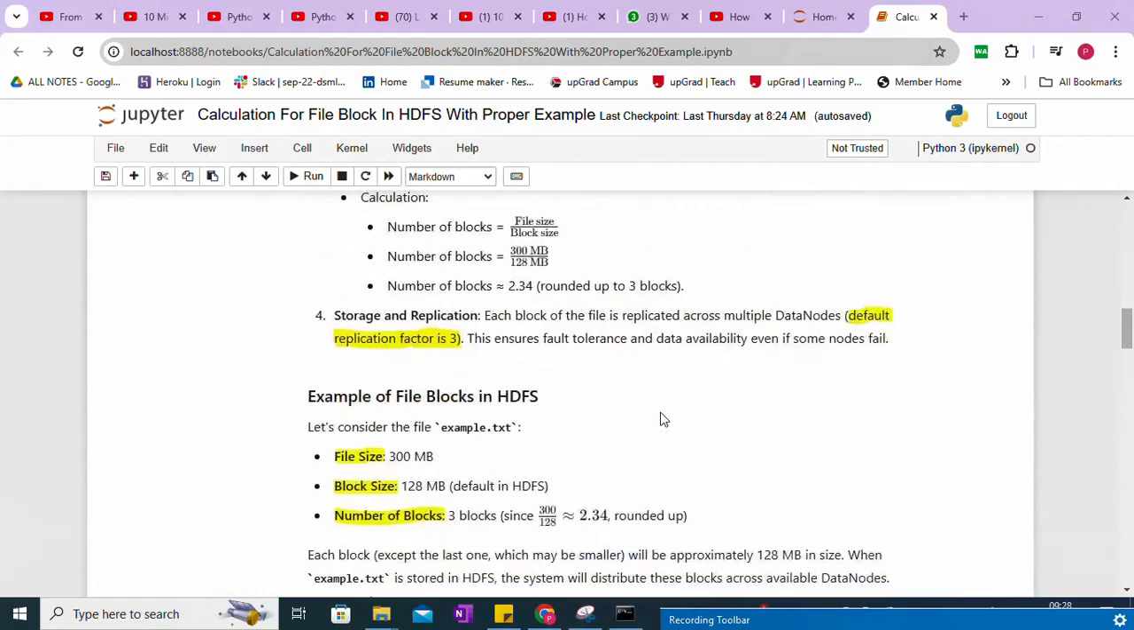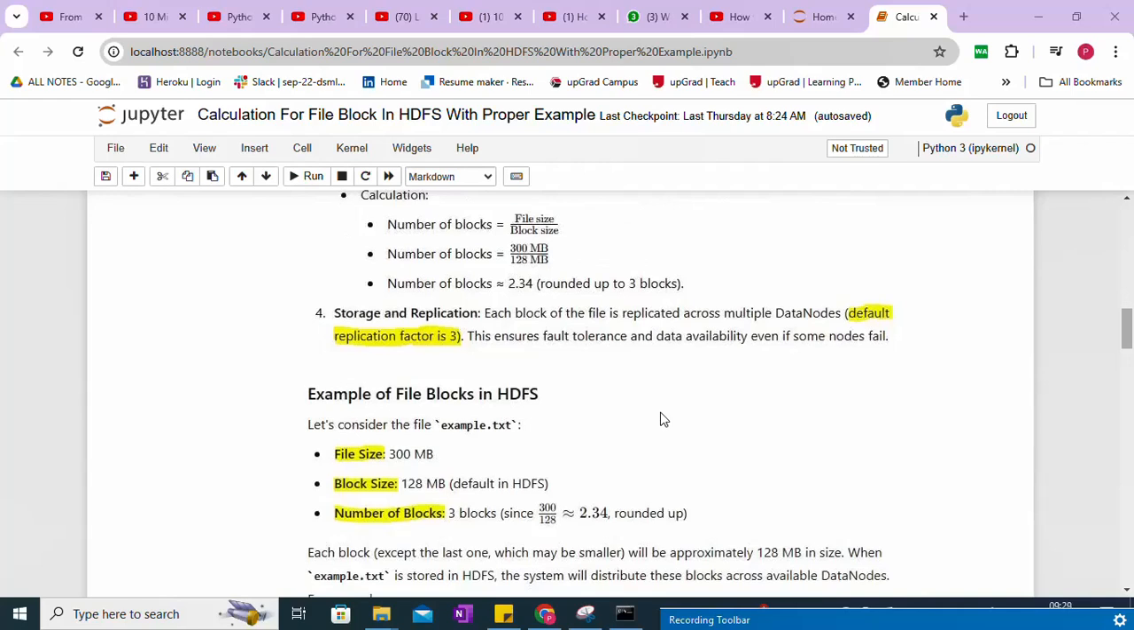Each block of the file is replicated across multiple data nodes. The default replication factor is 3. This ensures fault tolerance and data availability even if some nodes fail. Due to the replication factor, even though some data node fails during the execution, a backup copy of the data will be present in a different data node. So there is no chance of losing the data.